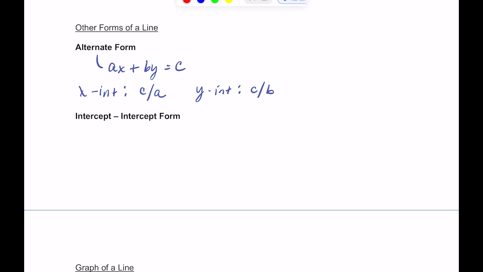Some things about alternate form: the a and the b need to be whole numbers, so no fractions, and a typically should not be negative. Those are little caveats when you're writing an equation in standard form. You also have another form called the intercept form, a variation on the alternate form, which is just x over a plus y over b equals 1. The a value is your x-intercept, and the b value is your y-intercept.